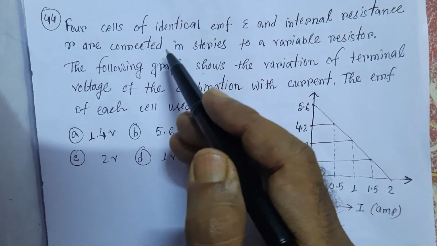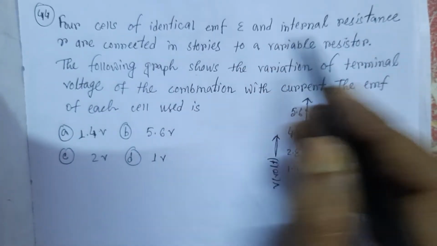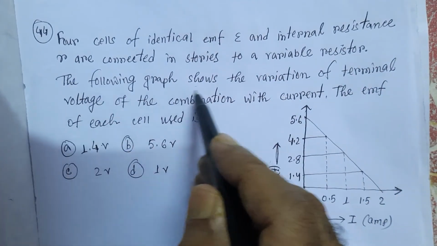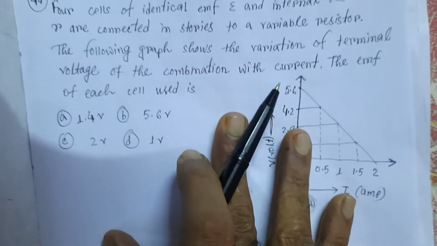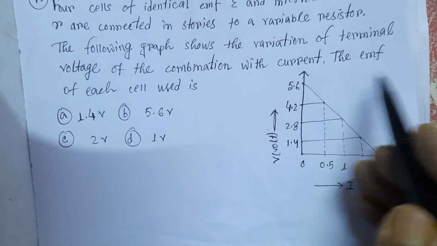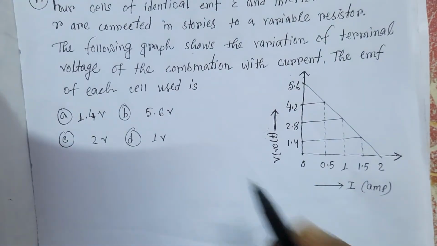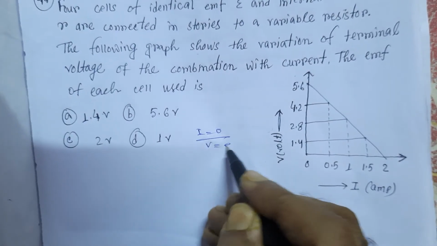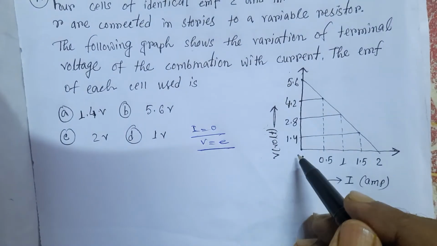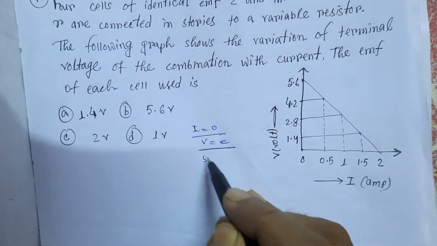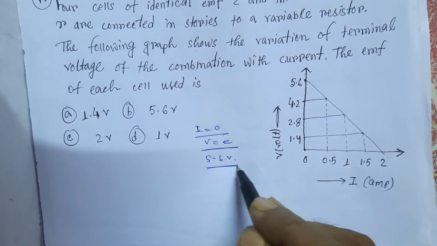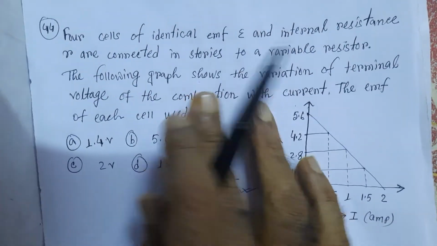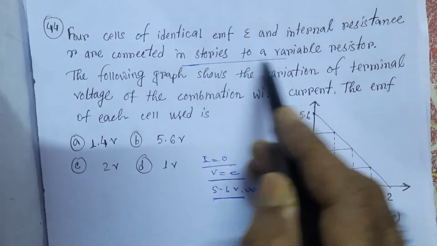4 cells of identical EMF E and internal resistance R are connected in series to a variable resistor. The following graph shows the variation of terminal voltage of the combination with current. Find the EMF of each cell. We know that when I equals 0, V equals E. So when I equals 0, V equals E, that is 5.6 volt, the equivalent EMF of 4 cells, and they are connected in series.